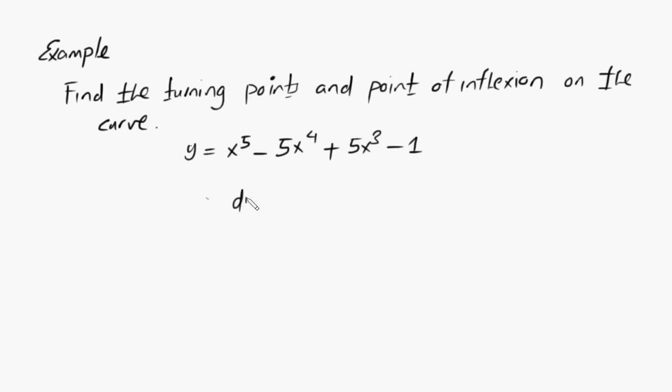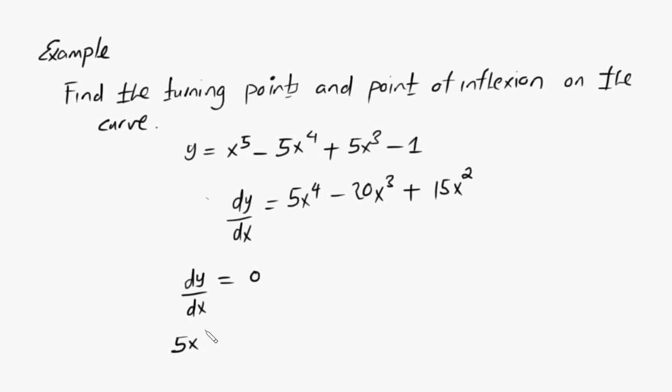So for example hapa nikitafuta dy dx, I'll just get 5x power 4 minus 20x power 3 plus 15x squared, okay? So in the derivative of polynomials ndivyo inavyofanywa hivyo. Okay, sasa dy dx I'm gonna say is equal to 0, okay? This means that my 5x power 4 minus 20x power 3 plus 15x squared is equal to 0.